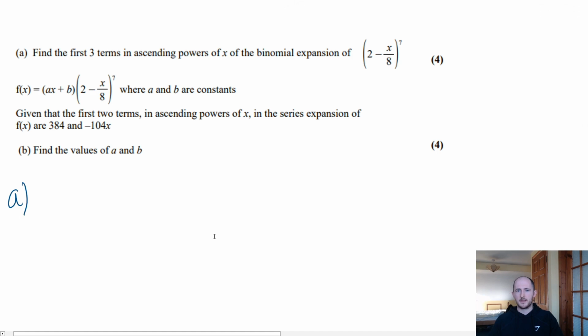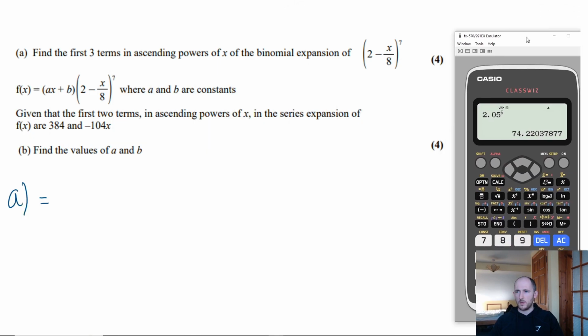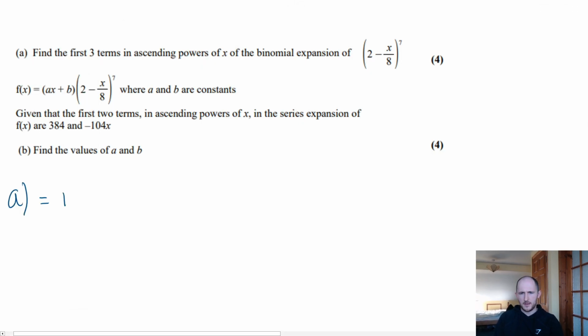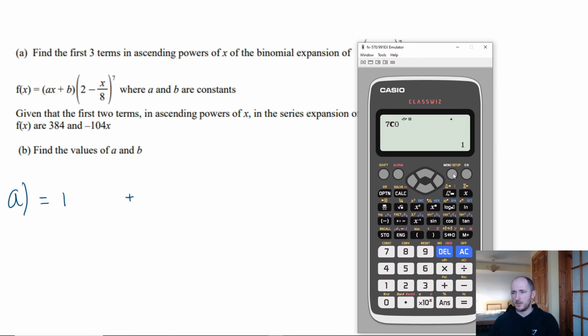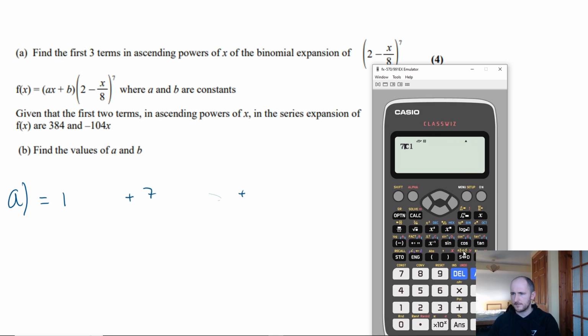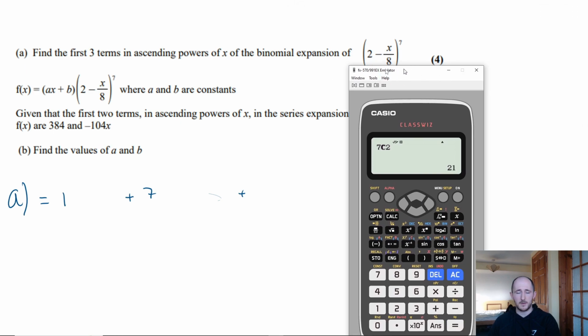You better have. But all we're going to be doing is, once again, using the nCr button on our calculator to work out the coefficients first. So whip out the calculator. We want Shift nCr button. What is the power? The power is 7. Start off with 0, and we know it's going to be 1. So 1, leave a gap, plus. And what does it say? The first 3 terms again. So we're only going to go up to 2. 7, and plus 21.